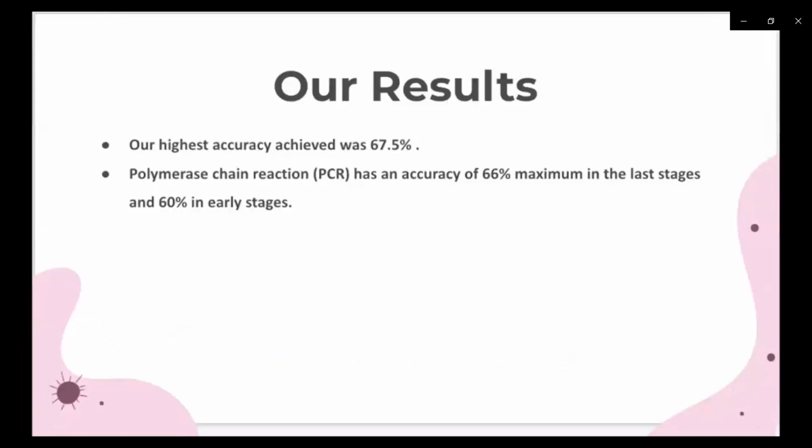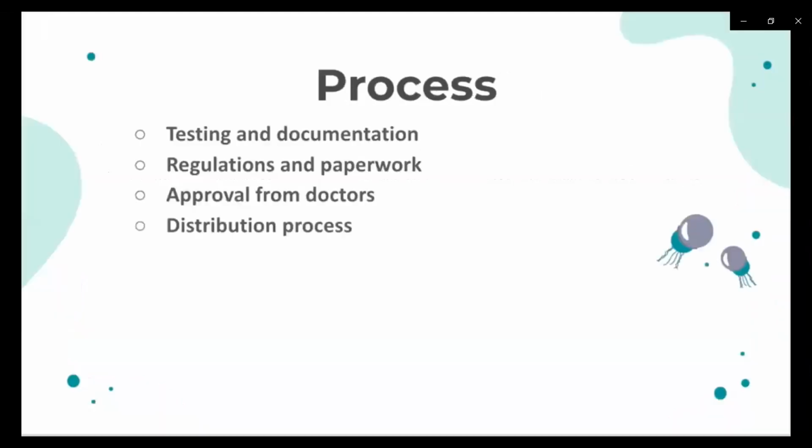0.5816 in epoch 20. To our last slide regarding the prototype, which is our results from the prototype. We achieved an accuracy of 67.5%. This was our highest accuracy. However, the PCR has an accuracy of 66% in the late stages. This is its maximum accuracy, and 60% in the early stages. So this shows that our prototype has a higher accuracy than the PCR till now, and hopefully by the end of Thesis 2 we'll have a very, very high accuracy, making it a more reliable source than the PCR.